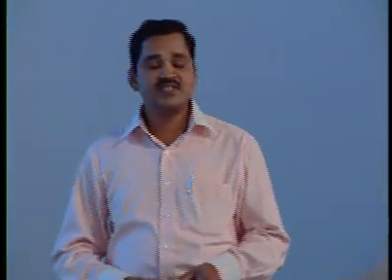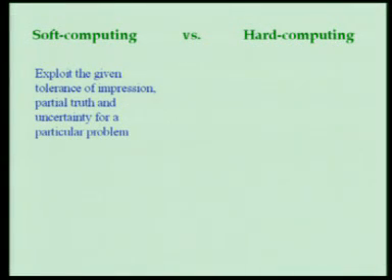Now, what is the difference between soft computing technique and the hard one? It exploits the given tolerance of imprecision, partial truth, and uncertainty for a particular problem. If you see real-life problems, we are not always going for specific measurement techniques. For example, suppose I fix the AC temperature at 15 degrees. Now if it is 15.5 degrees, there is absolutely no problem for me. So you are not going for pinpoint measurements.